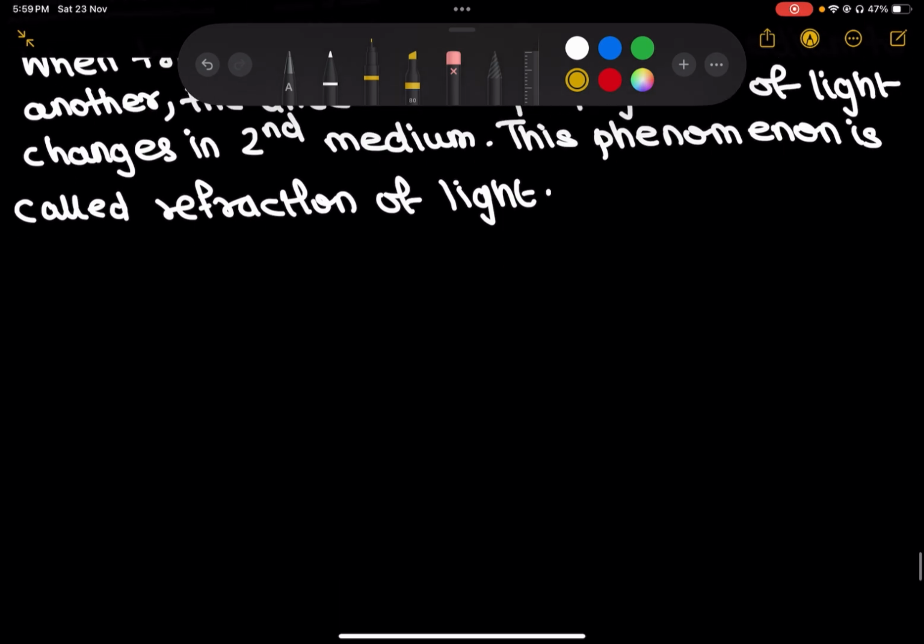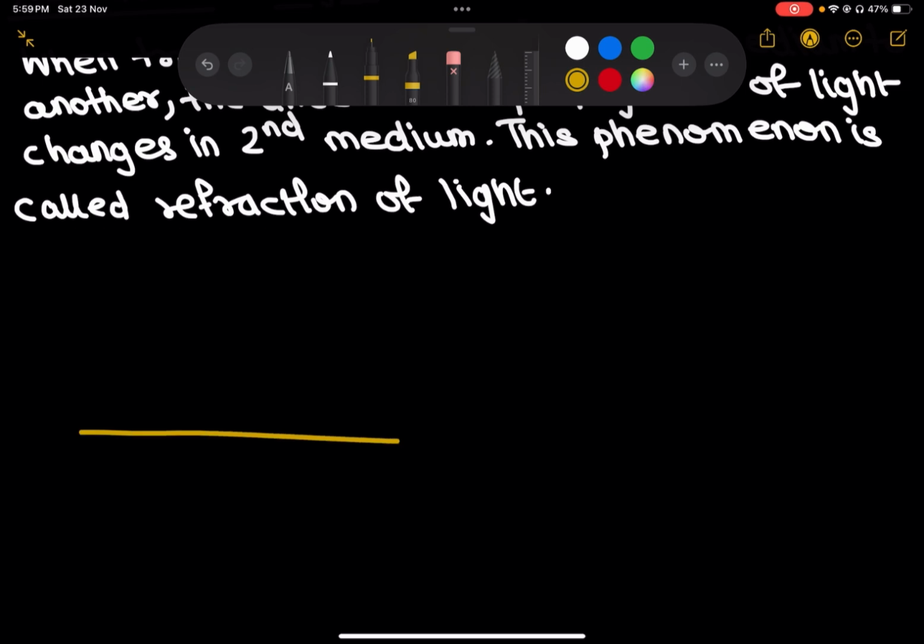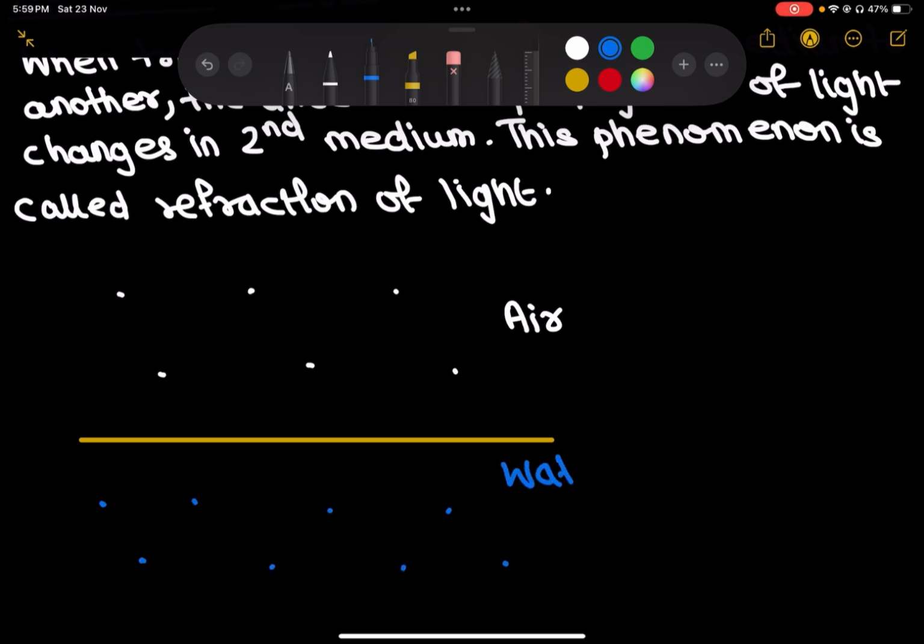See, for example, we have two mediums. One medium here is air, and the second medium is water. Now basically what happens is a light ray enters like this, at the interface where the two mediums meet. So air is one medium and water is another medium, right? This is the interface, the yellow line.